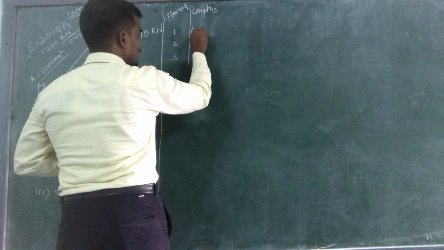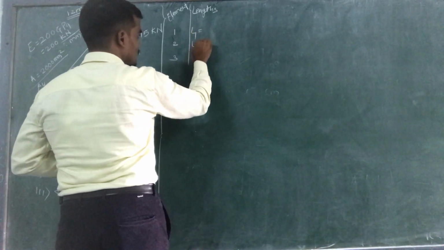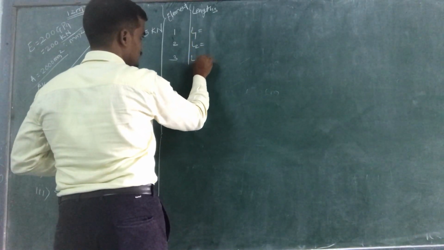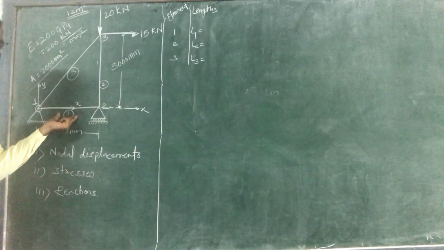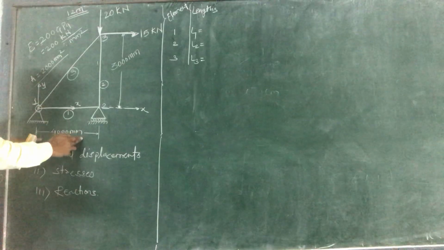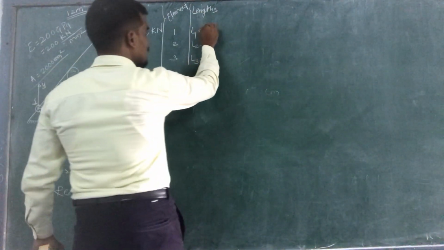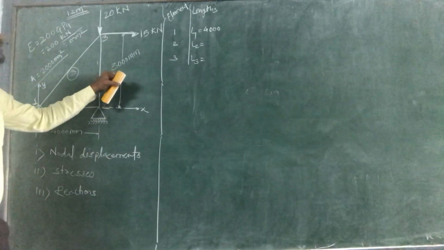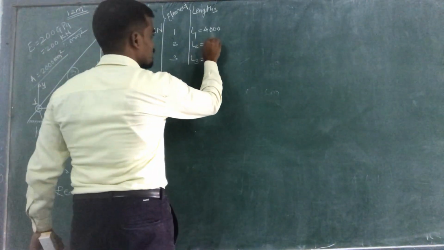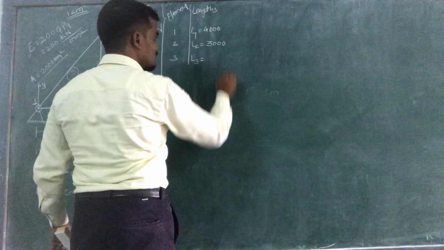So L1 is equal to what? L2 is equal to what? L3 is equal to what? First, for element 1, for this first element, the length is equal to 4000 mm. It is given. So L1 will become 4000 mm. Then L2 is also given, 3000 mm.